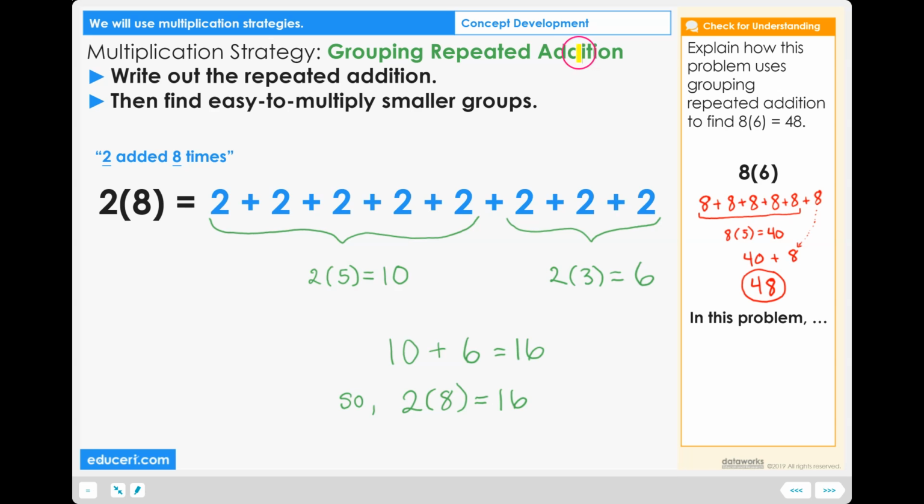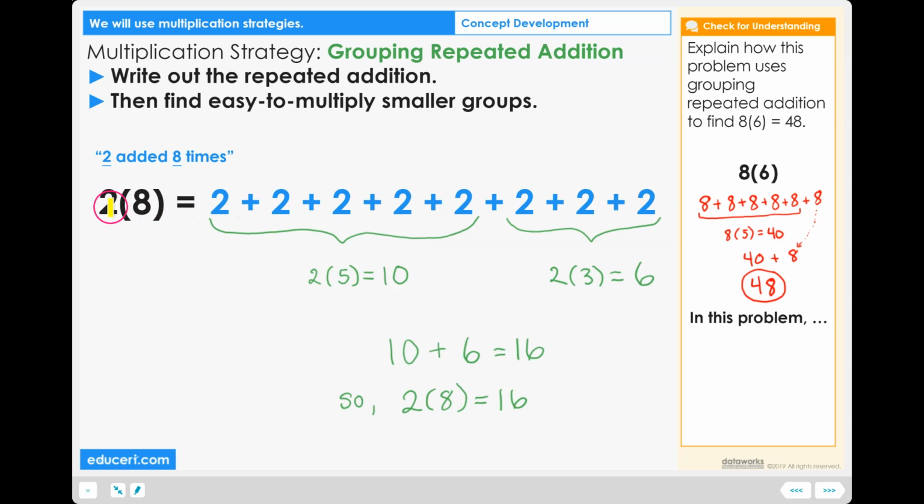Grouping repeated addition. Write out the repeated addition, then find easy to multiply smaller groups. 2 times 8 is 2 added 8 times. So if we wrote out the repeated addition, we would have 2 added a total of 8 times.